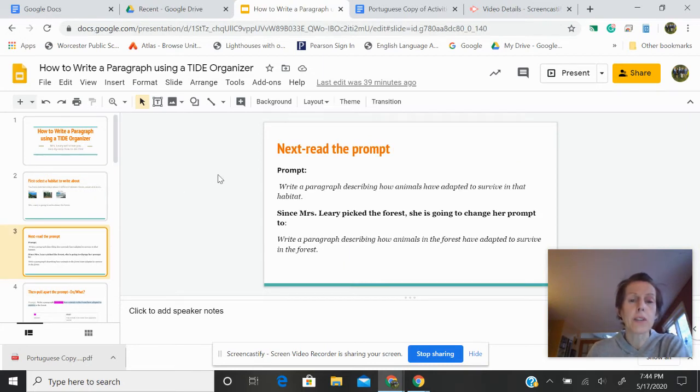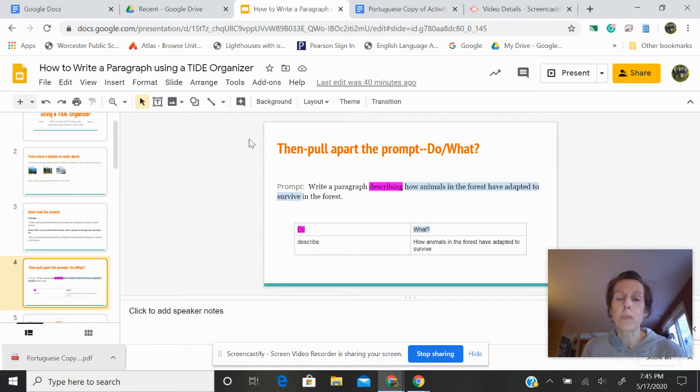Next, I'm going to read the prompt. The prompt is right in your lesson plan. Write a paragraph describing how animals have adapted to survive in that habitat. Since Mrs. Leary picked the forest, she's going to change her prompt to write a paragraph describing how animals in the forest have adapted to survive in the forest.